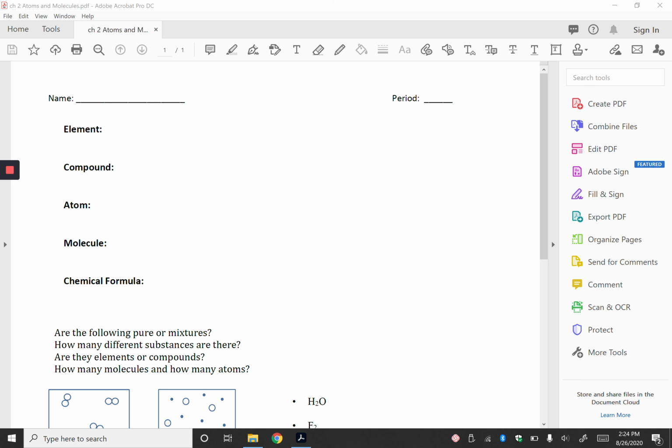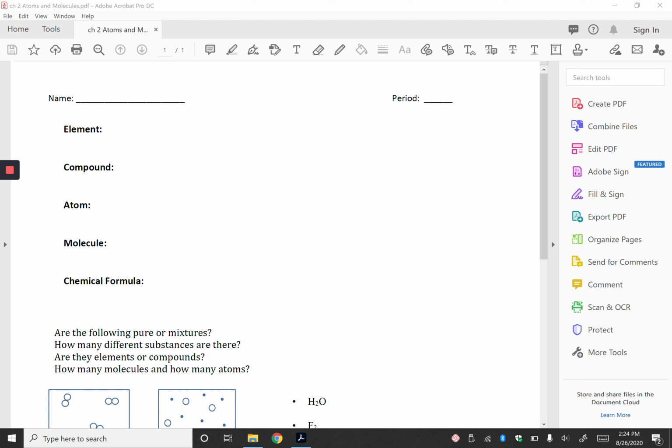Hello. Today we're going to continue talking about chapter 2, and we're going to look at some terms like element, compound, atom, molecule, and so on. And we're going to count up molecules and atoms together. So let's first start with some definitions.